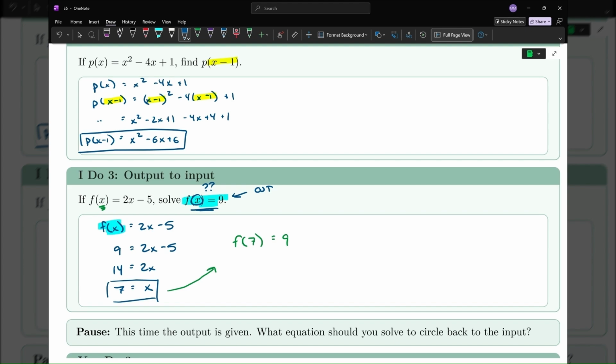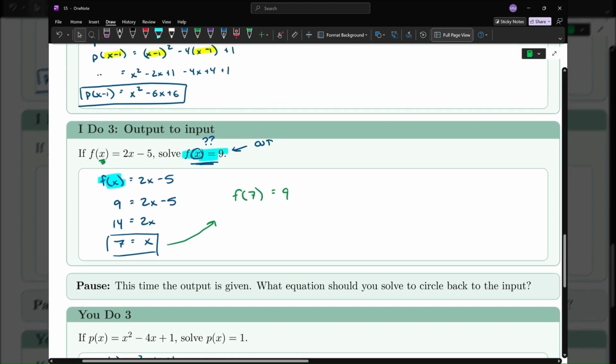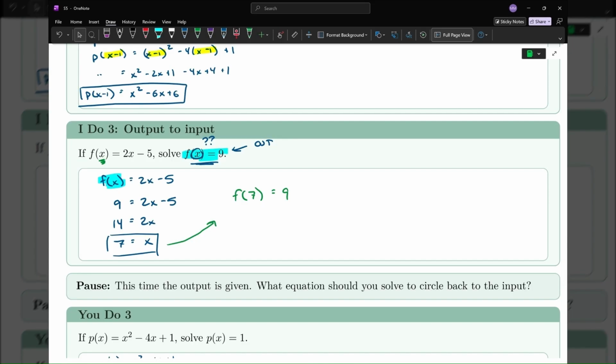Okay, one more for you to try here. So your last question is you do 3. So p of x, repeat that, p is x squared minus 4x plus 1. If we know p of x is 1, solve. Pause the video, try that question.